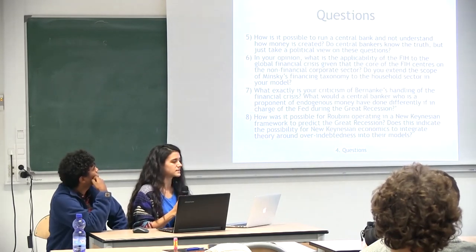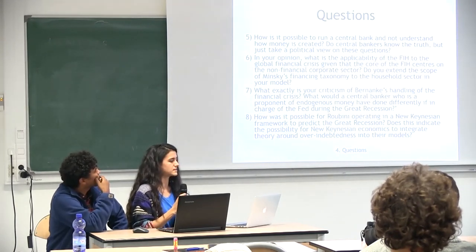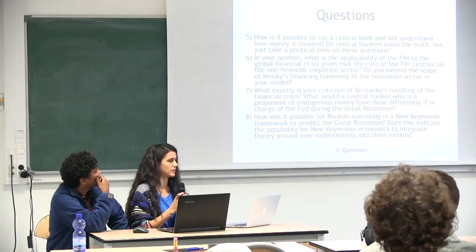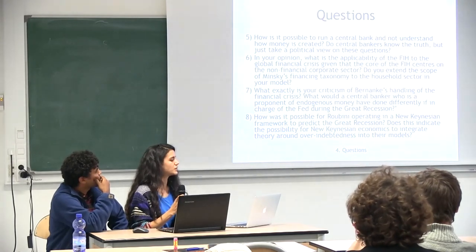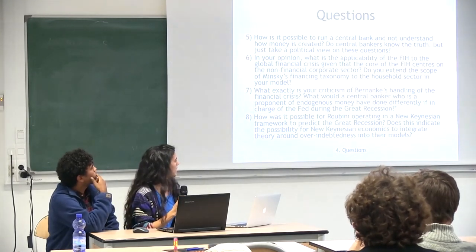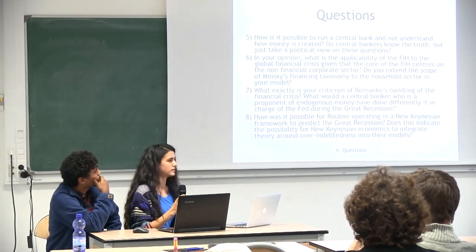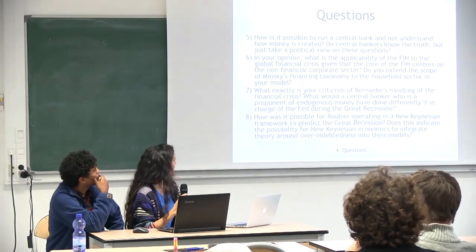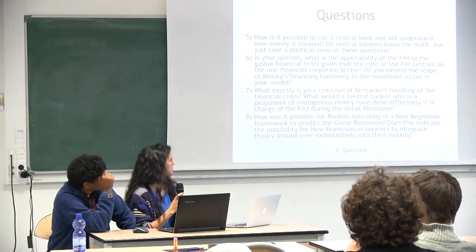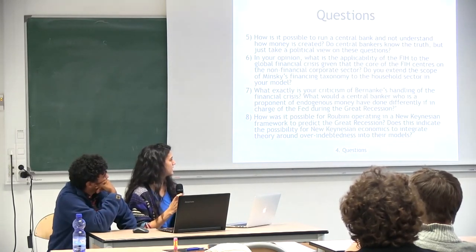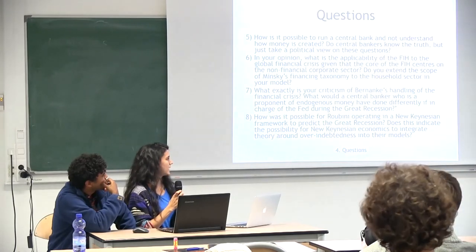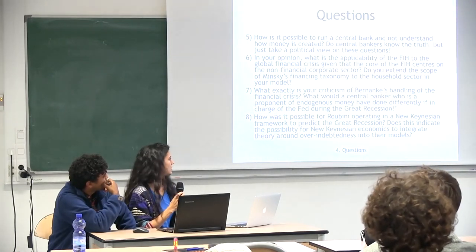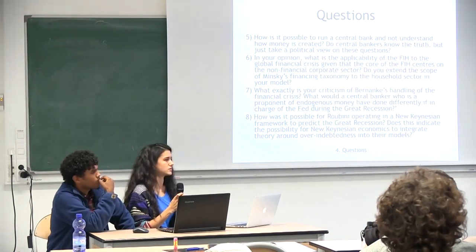Another question is, what exactly is your criticism of Bernanke's handling of the financial crisis? What would a central banker who is a proponent of endogenous money have done differently if in charge of the Fed during the Great Recession? And our last question is, how was it possible for Roubini, operating in a New Keynesian framework, to predict the Great Recession? Does this indicate the possibility for New Keynesian economics to integrate theory around over-indebtedness into their models?